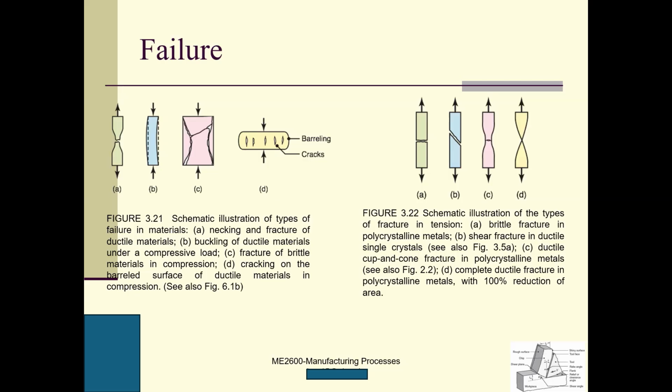So this is C. And D is completely ductile material in polycrystalline form, with 100% reduction of area, completely ductile. We seldom see this one. So this one is an extreme case, where the material is very, very ductile.